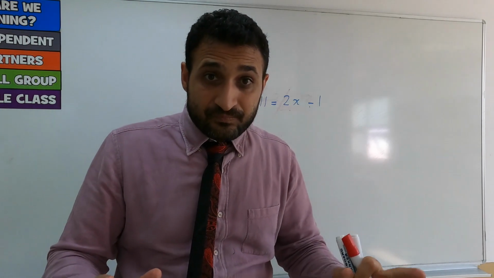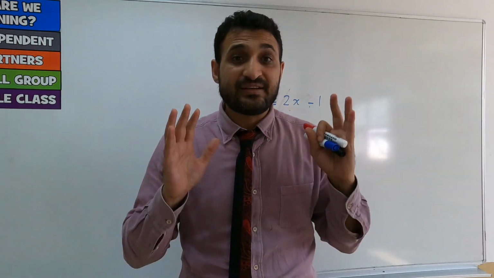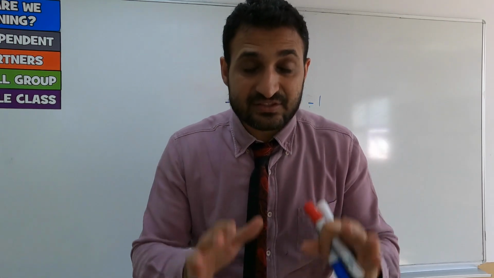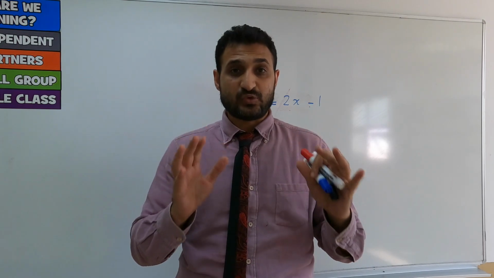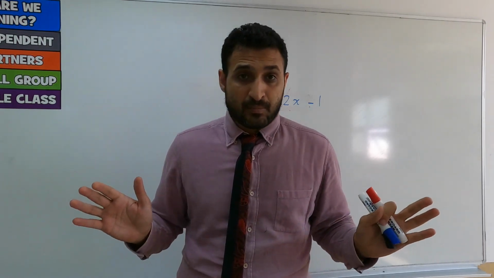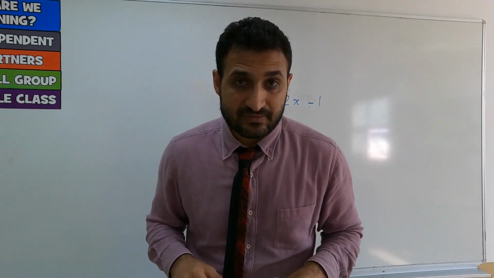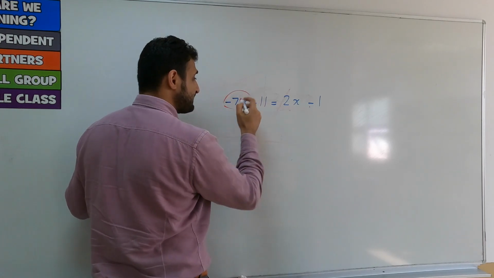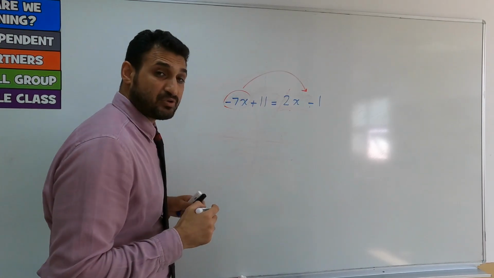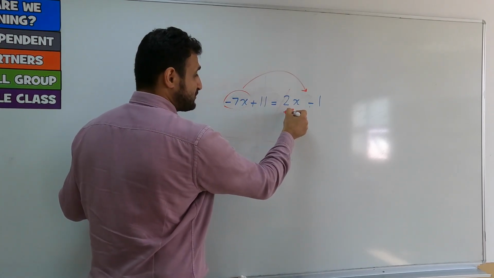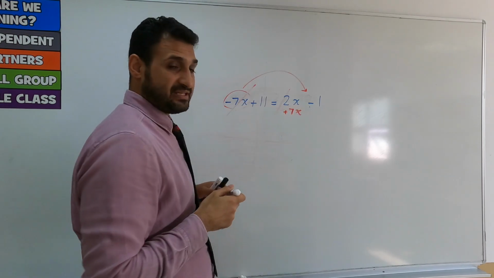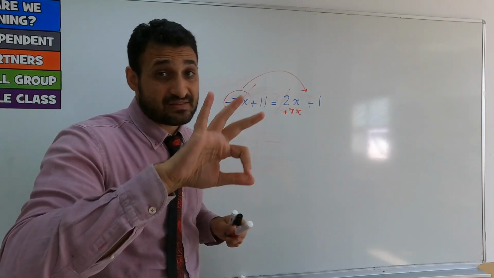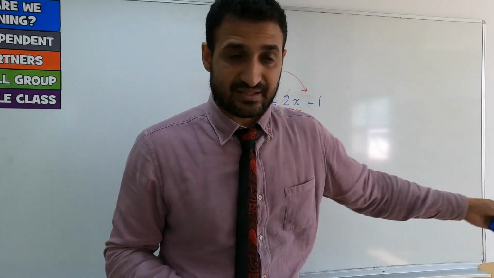In math, try to avoid the virus, which is the negative sign. Try to avoid it as much as you can, because most of the students make mistakes because of the negative sign. So I would move negative 7x to the other side to make it positive. So it will be here, positive 7x, and I deleted it from here. I'm using the third way, which is moving it to the other side.